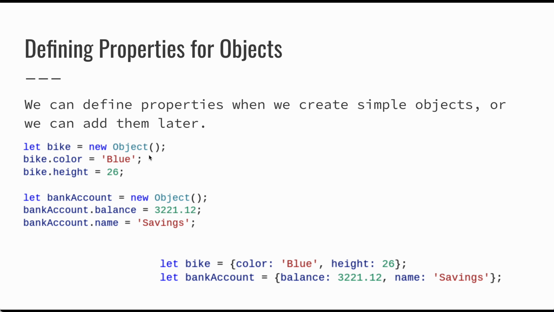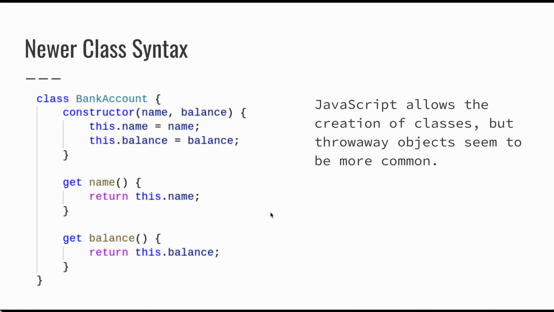So this is approximately equivalent to what you're getting in this first example, and the second line at the bottom is approximately equivalent to what you're getting in the second example. They're kind of accomplishing the same things. Now, this allows you to create throwaway objects, and since JavaScript is pretty loose with objects, that is often adequate for what you need.